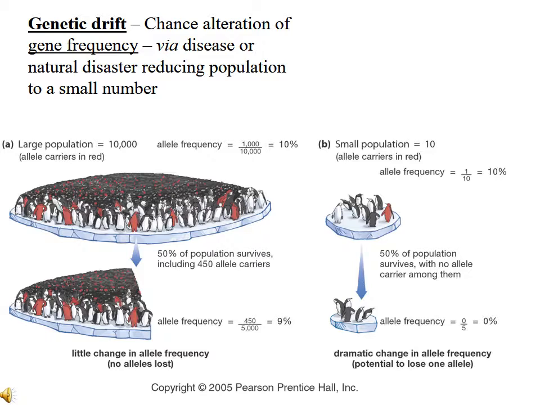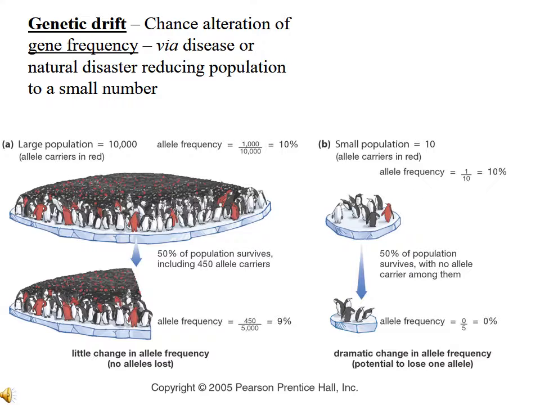Now, genetic drift. Genetic drift is another way of changing gene frequency. Genetic drift usually results from disease or natural disasters which reduce the population to a small number.